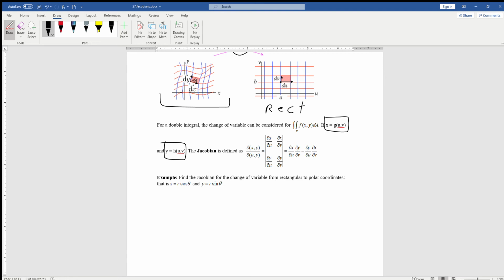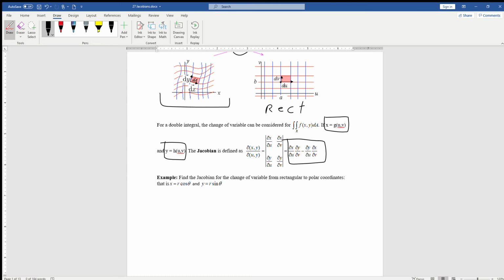The Jacobian is essentially going to be the absolute value of the determinant. So we're just going to take the determinant, we're going to find the partials of x and y with respect to u and v, and we're just going to make a determinant out of that. And all we do is multiply partial x partial u with partial y partial v. We subtract from that partial y partial u times partial x partial v.